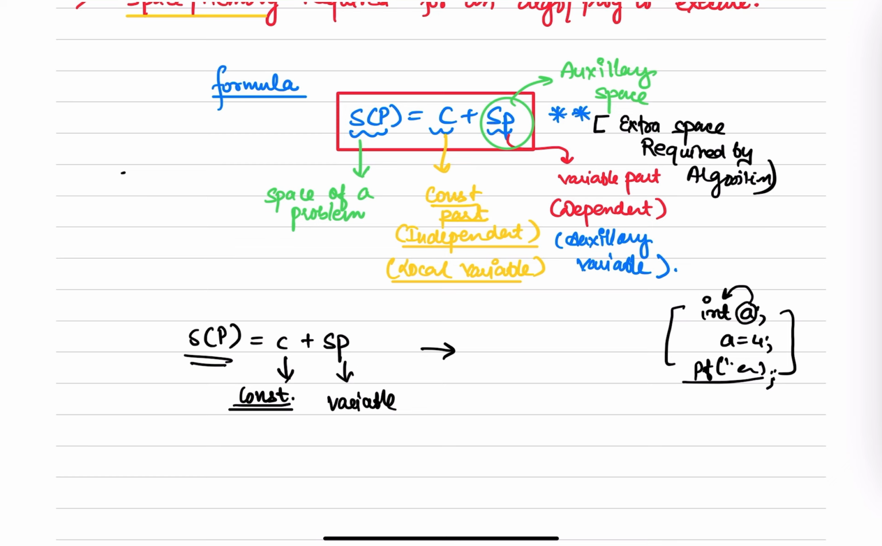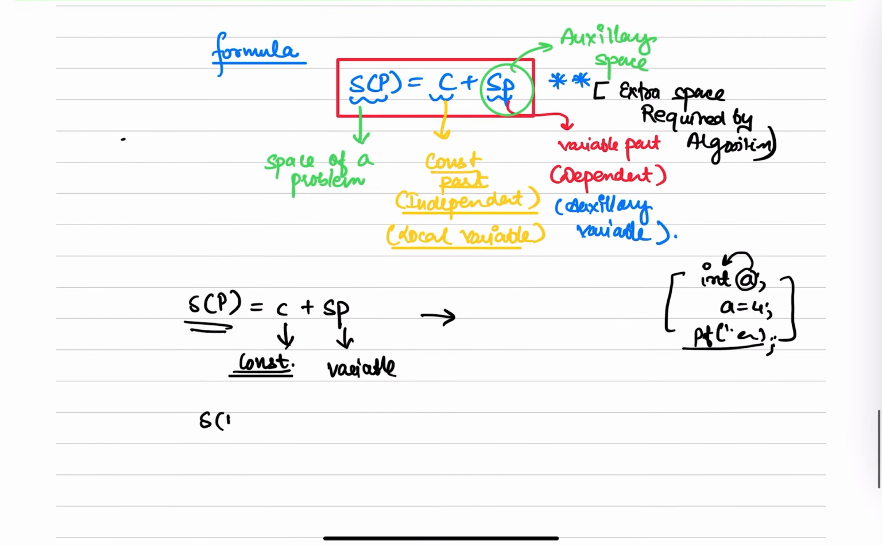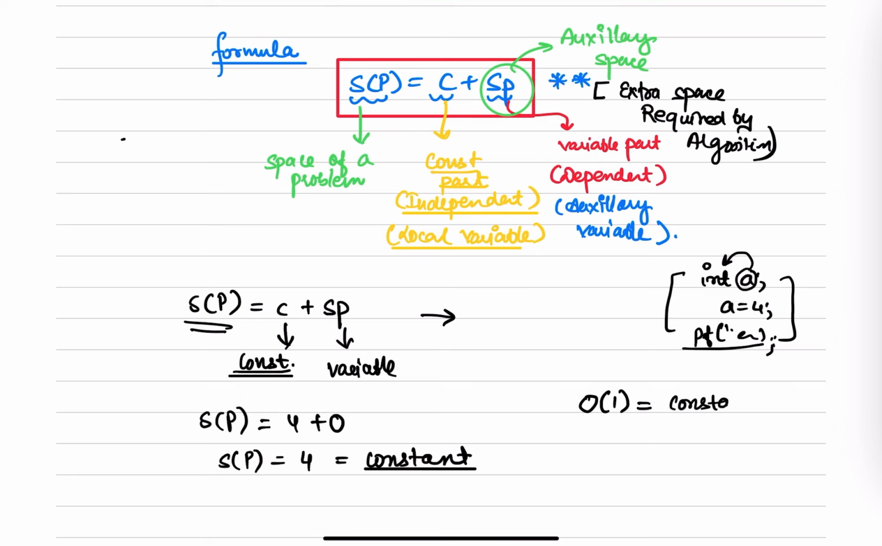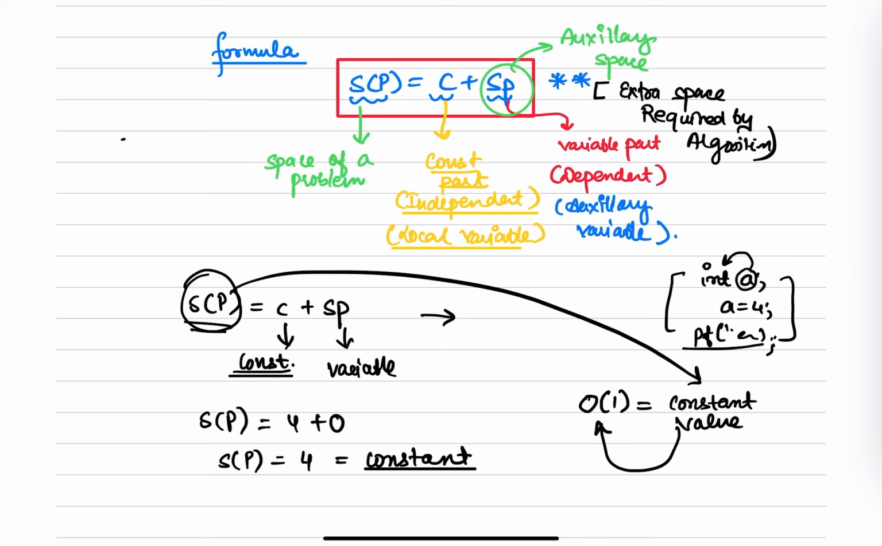bytes, right? So you can write S(P) as 4 plus 0, which is again S(P) is 4, which is nothing but a constant value, right? You don't have any dependency, so it's a constant, not a linear equation, not a quadratic, and those kind of stuff, right? So whenever you get S(P) as constant, we denote it as O(1). So big O of 1 means a constant value.